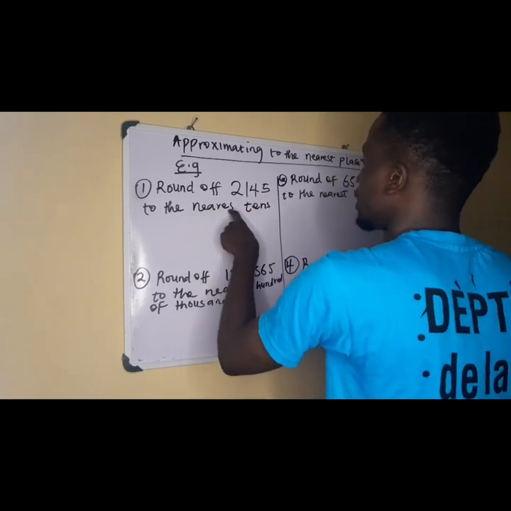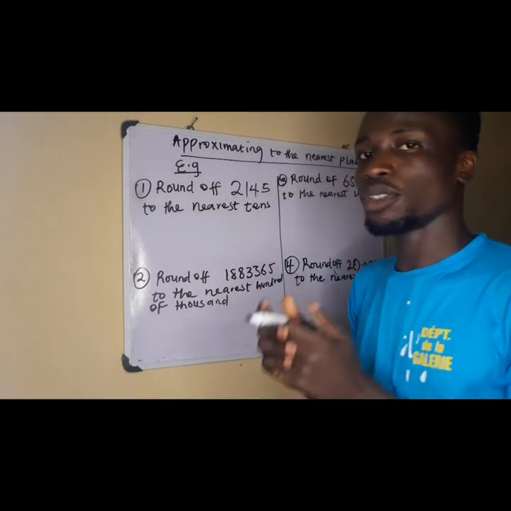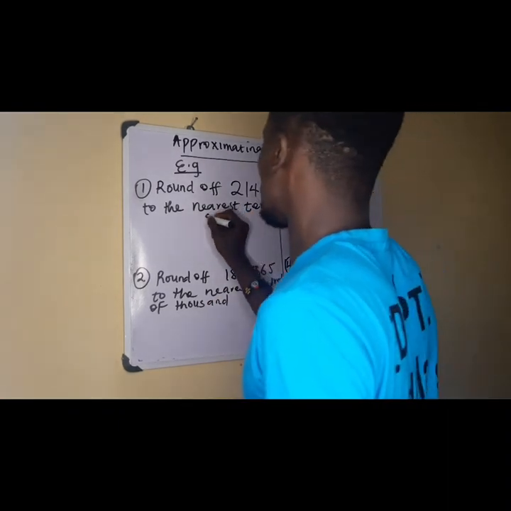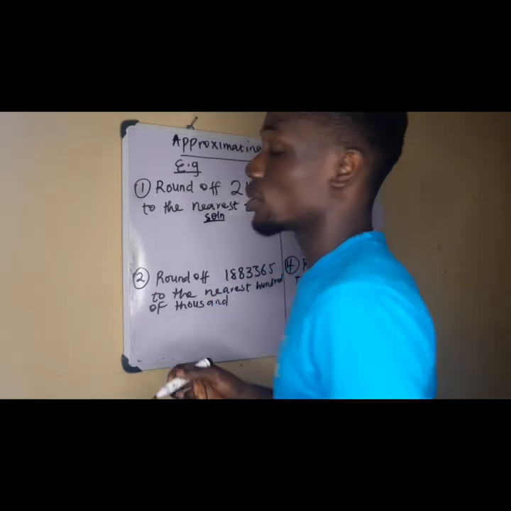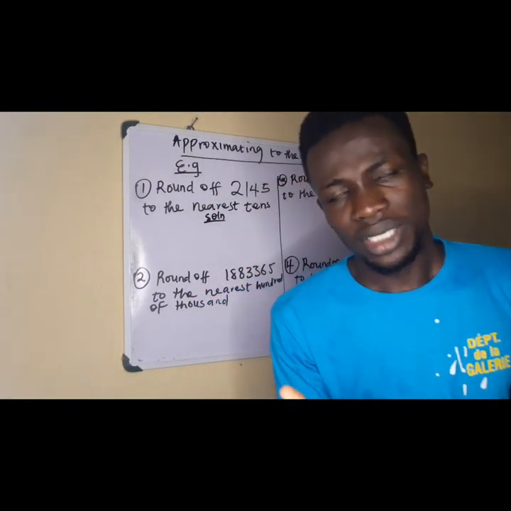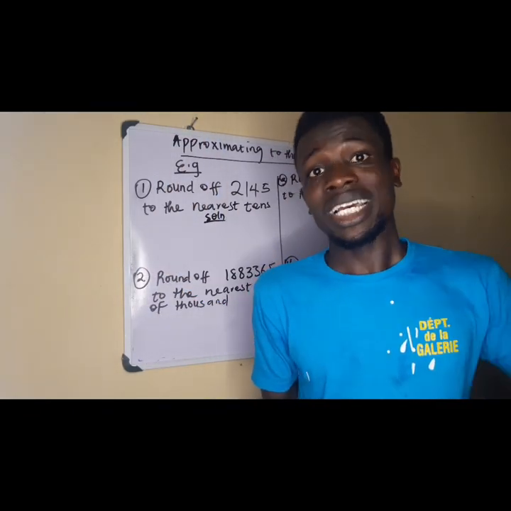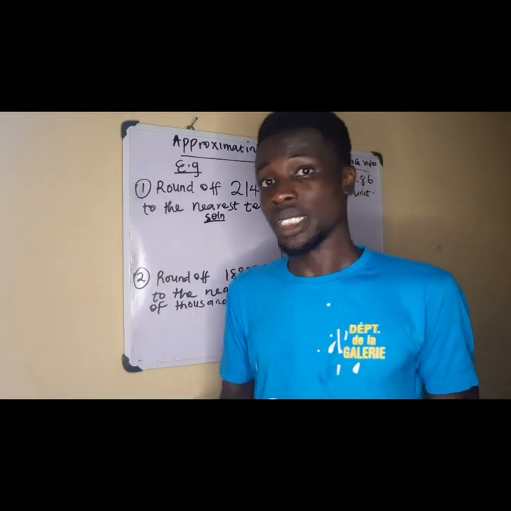Now the first question says round off 2145 to the nearest tens. Round it up to the nearest tens. So how do we do that? The first thing to do, remember that I told you that under approximation we are just discussing two things. The first thing is either rounding up, and the second is rounding down. So it's either you round up a number or round down a number.